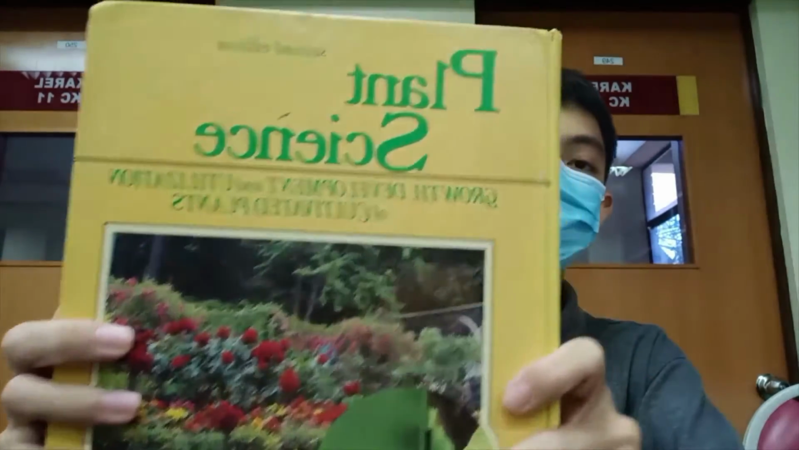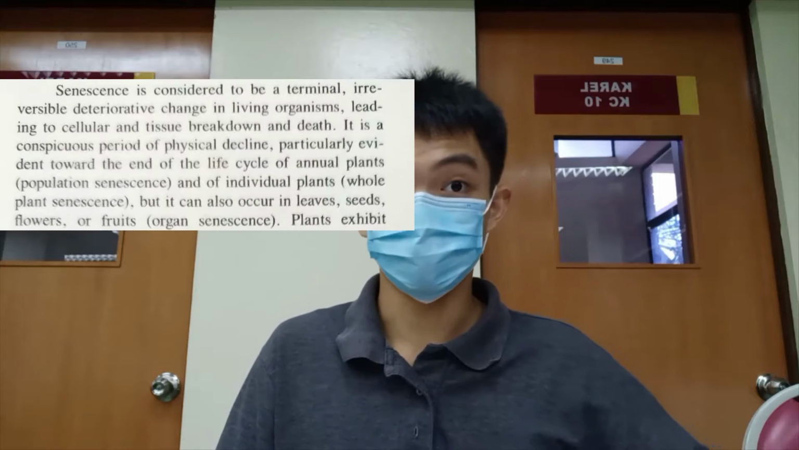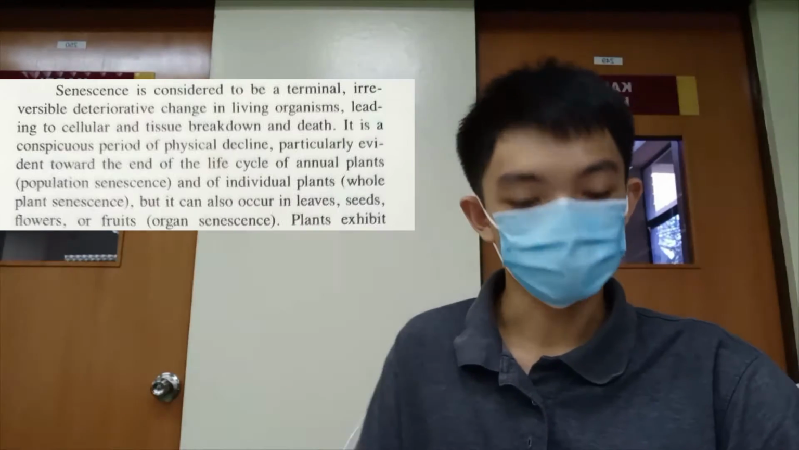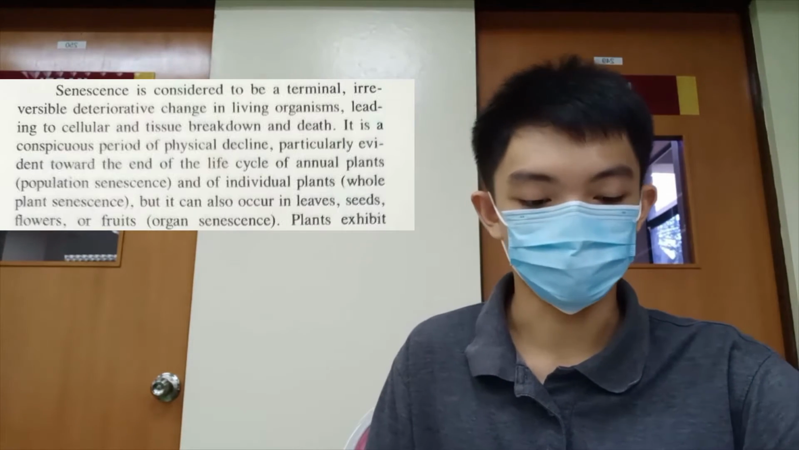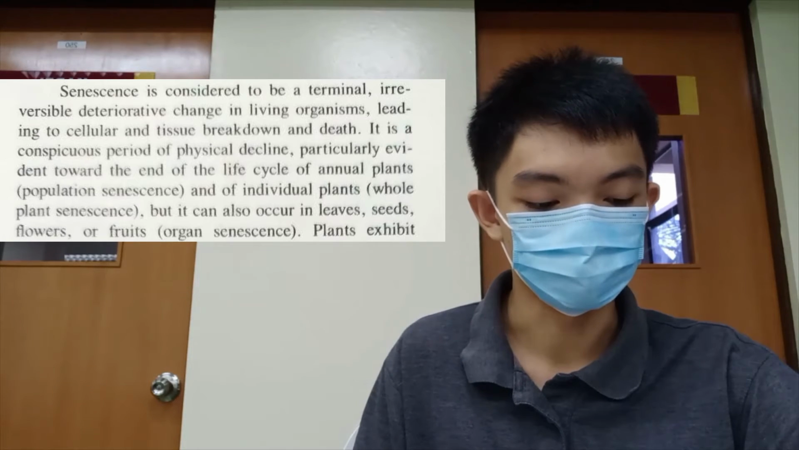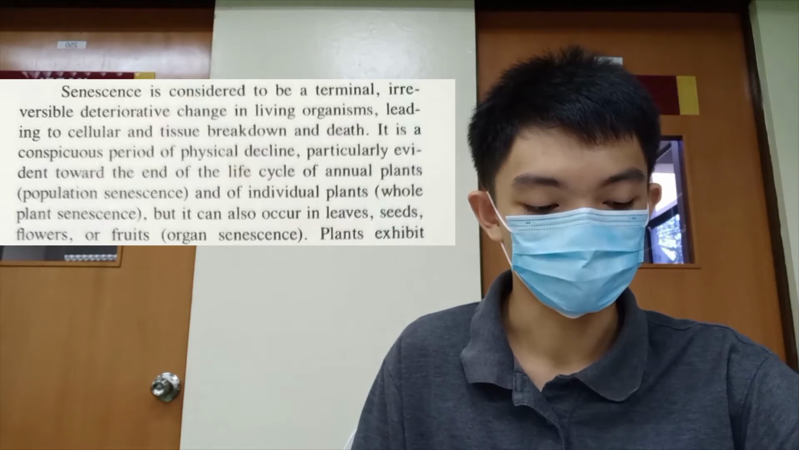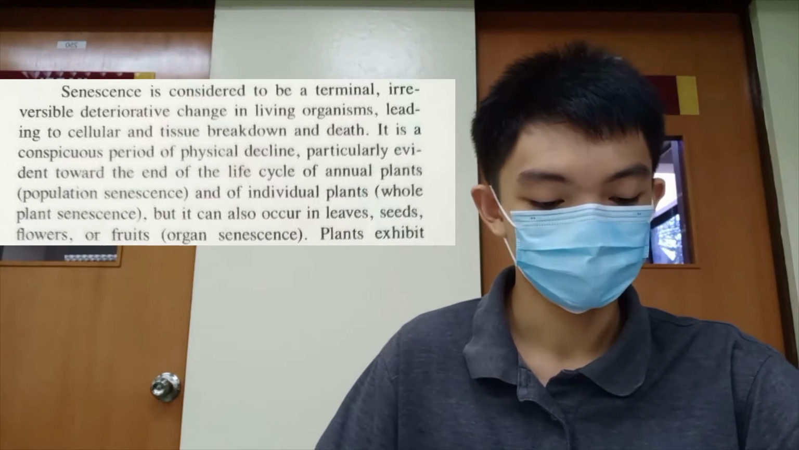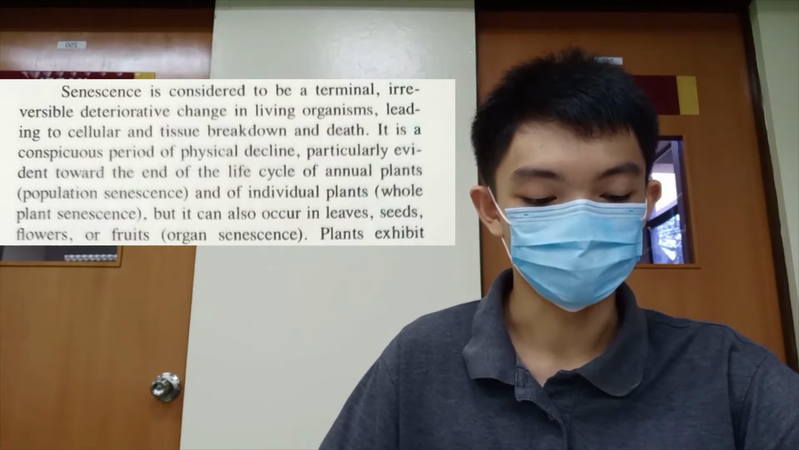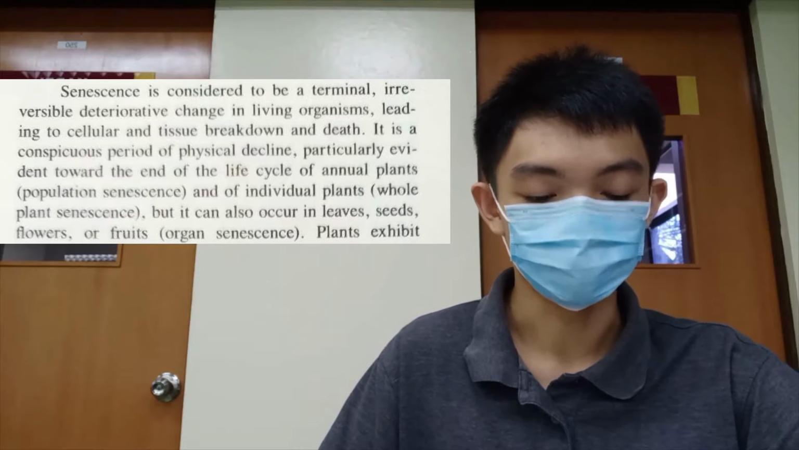So this is the book. I got the answer from this book. As you can see on the screen right now, what is senescence? Senescence is considered to be a terminal, irreversible, deteriorative change in living organisms, leading to cellular and tissue breakdown and death.